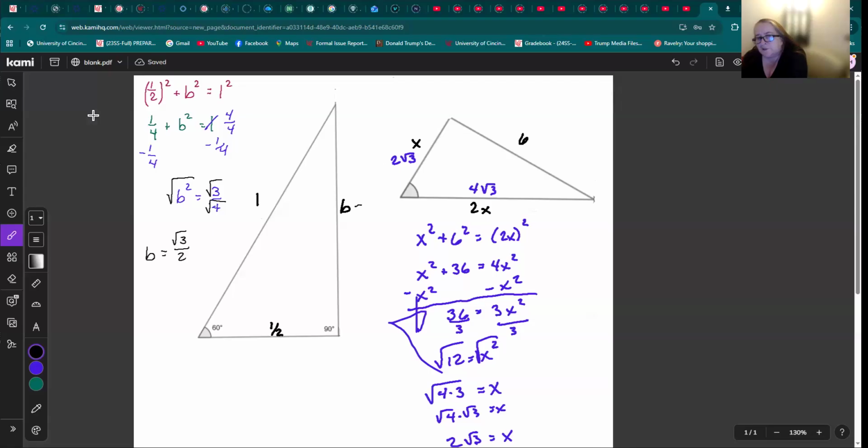So that worked a lot nicer. I don't have to rationalize the denominator. It's already there. And then that is how the ratio of a 30, 60, 90 triangle is always going to be. If the hypotenuse is going to be 1, the short side is half of that. And the long side is going to be square root of 3 times the short side.